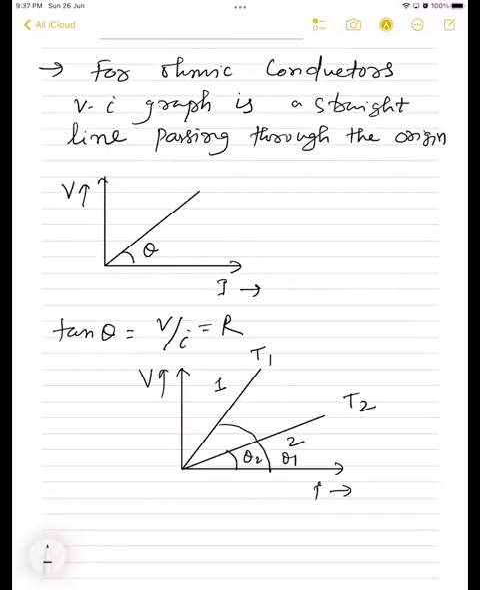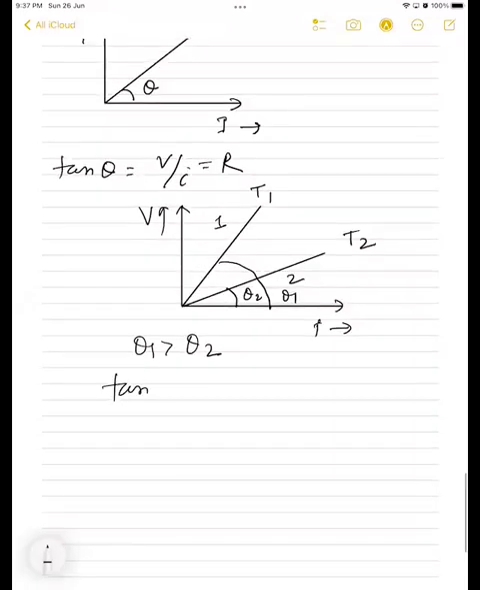Students, which angle is greater? Theta 1 is greater, right, than theta 2. So if theta is greater, then tan theta 1 is going to be greater than tan theta 2. So the resistance R1 is going to be greater than the resistance R2. Are you getting that? Students, getting or not?